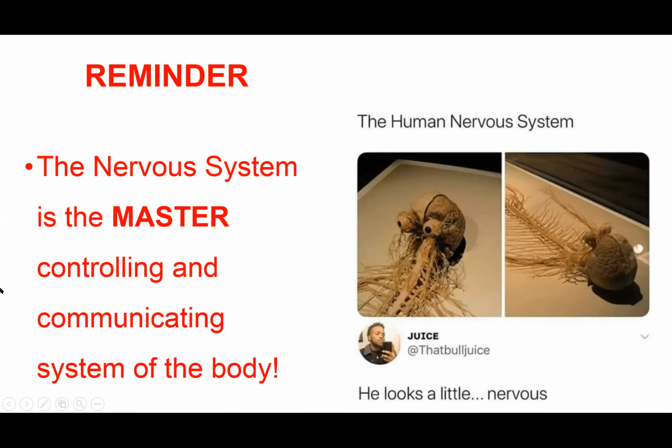As a general reminder, the nervous system is the master controlling and communicating system of our body. Okay, so I brought this up in the part 1. I just wanted to remind you, in case you forgot, this is our master control and communication center.